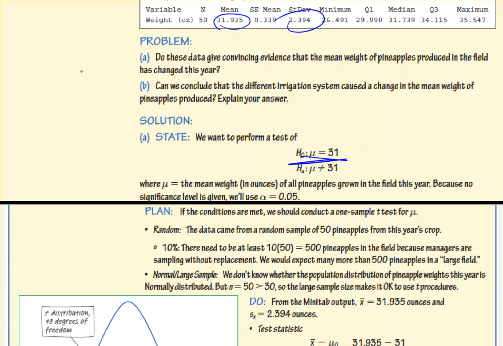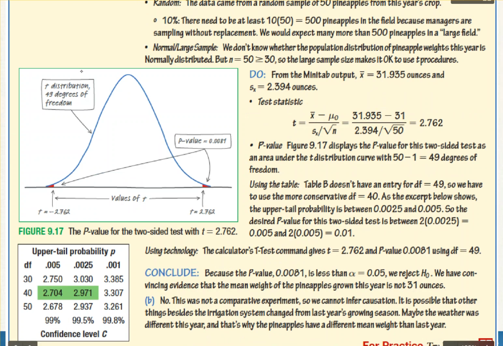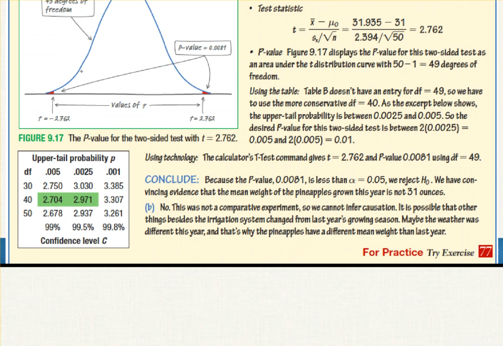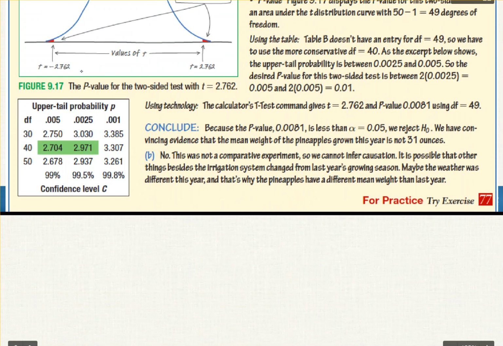We cannot conclude that it was the different irrigation system. The weather could have been different, the soil could have been different, those types of things. So I would say no, we cannot. Let's see what the book says. No, it was not a comparative experiment, so we cannot infer causation. Same, basically, as what I was just saying.